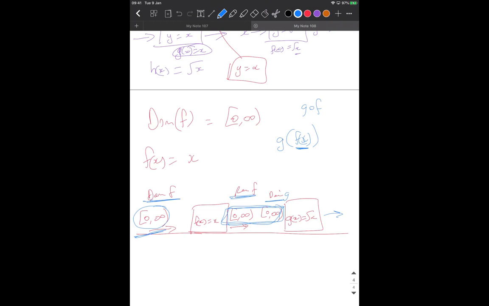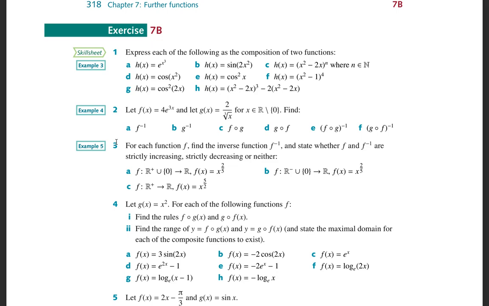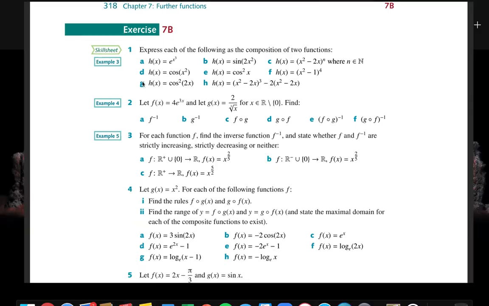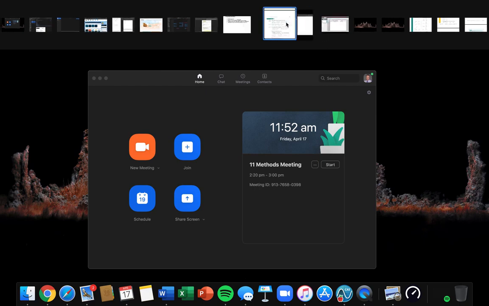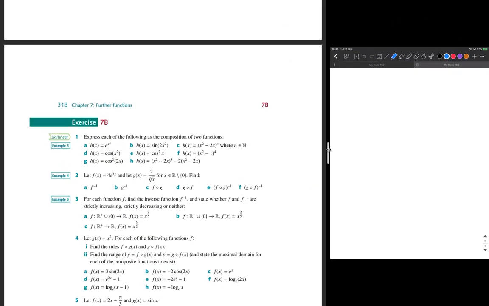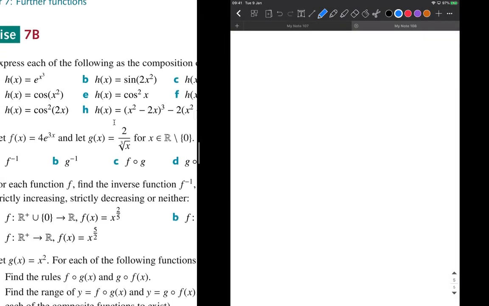Let's consolidate this by looking at some questions from the textbook. So the first couple of questions simply ask you to write it as a composite. So we can do that.